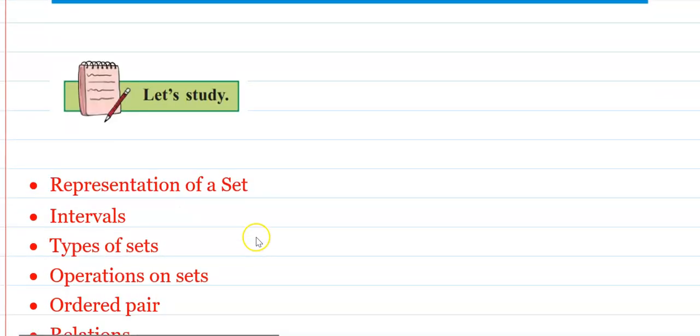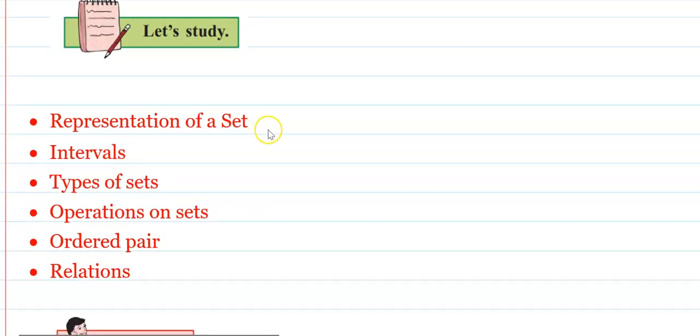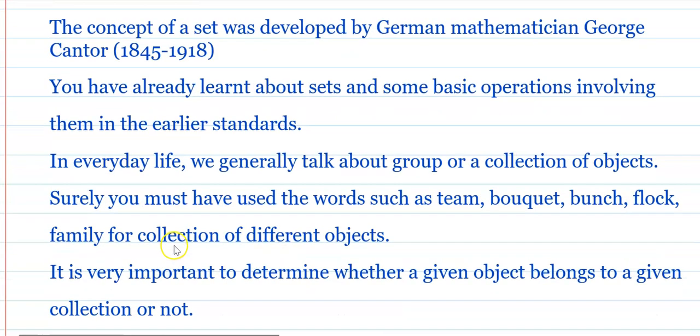Now in this chapter what you are learning: representation of set, intervals, types of sets, operations on the sets, ordered pair and the relations. Let's recall. The concept of a set was developed by German mathematician George Cantor. You have already learned about the sets and some basic operations involving them in earlier standards.